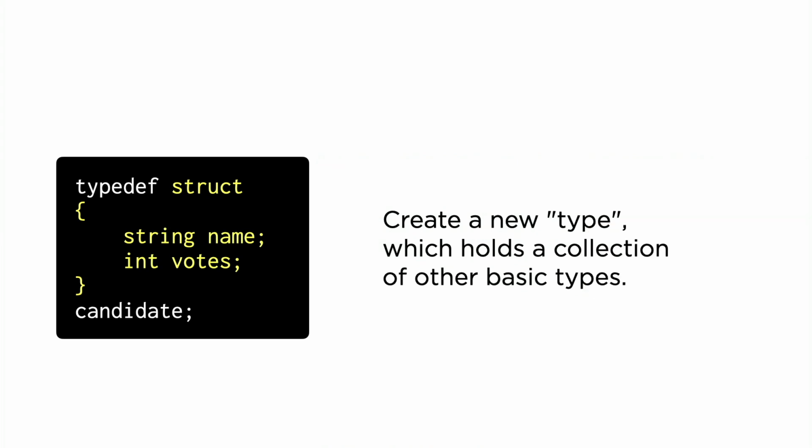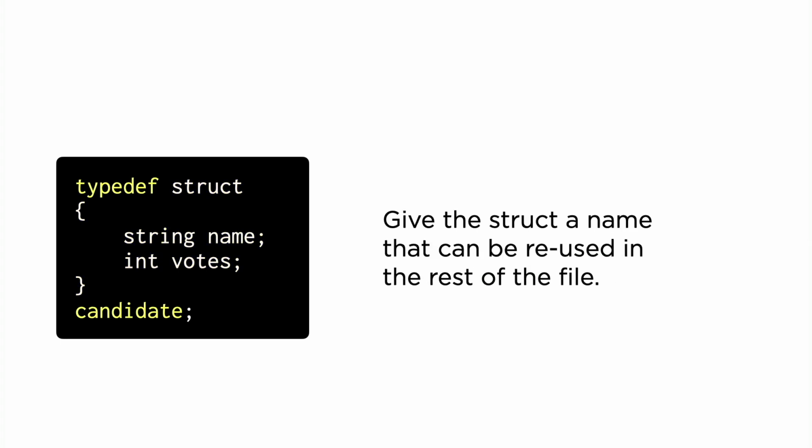And here is that full text here. One other piece of syntax is this, the typedef. This is kind of saying that we're going to take this combination of a string called name and an integer called votes and call it something else. In this case, a candidate. So we could reuse this idea of candidate throughout our file.